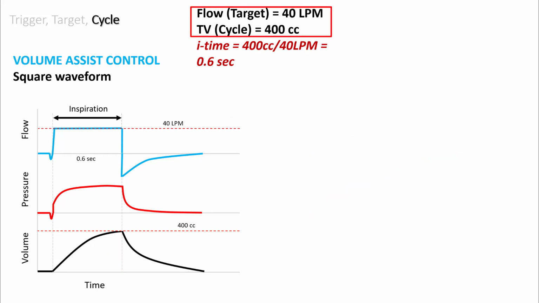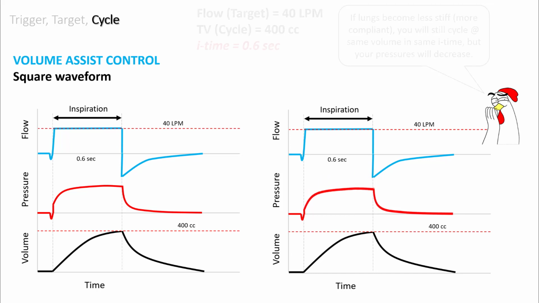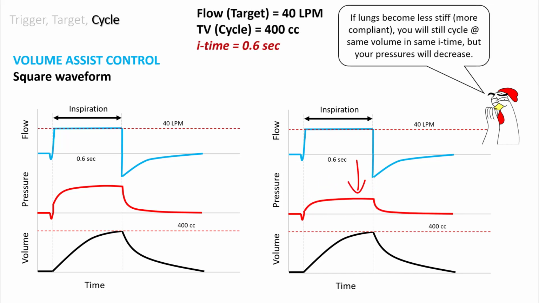Say for example, you set your target at 40 liters per minute and your cycle at 400 cc's. Your inspiratory time is 0.6 seconds. If the lungs become less compliant, for example in ARDS, since your target and cycle are the same, the only parameter that can change is pressure. So your pressure will increase if your lung becomes less compliant or there is an increased resistance. Similarly, if your lung becomes more compliant or your resistance decreases, your pressure in the circuit will decrease.